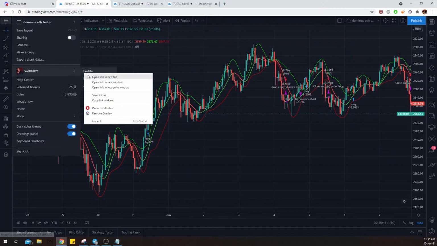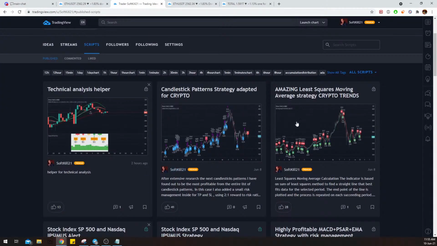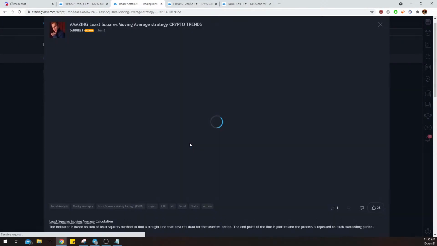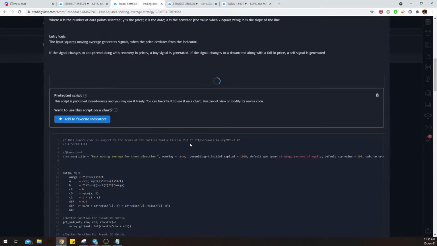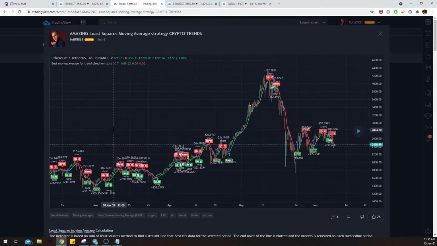And if you want to find more details about it, you can go here in the trading, and if you go in the scripts, if you go in amazingly square, it's actually this moving average from here, and I love it. It's very, very powerful, and I like it a lot.